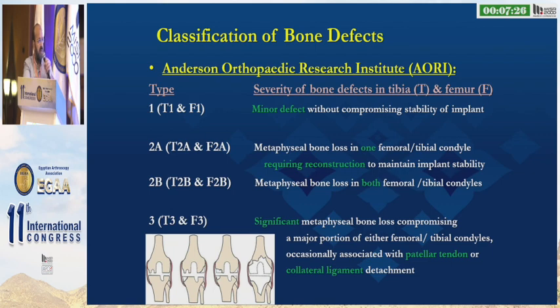Type 2, you have got metaphyseal bone loss. It's significant that it requires reconstruction. If it's only in one condyle, it's 2A. If in both condyles, it's 2B. Type 3, you have got a significant metaphyseal bone loss that compromises the attachment of soft tissues, the collaterals, and the patellar tendon.